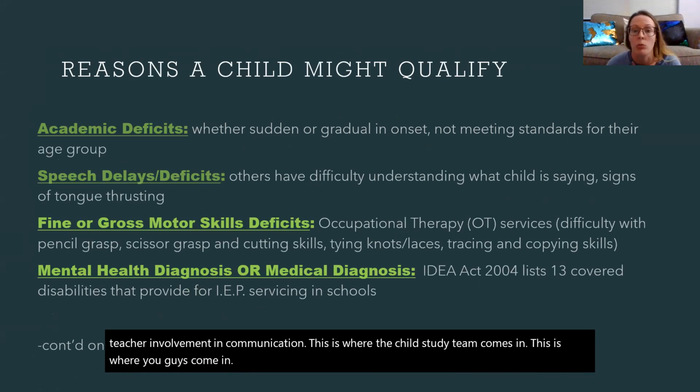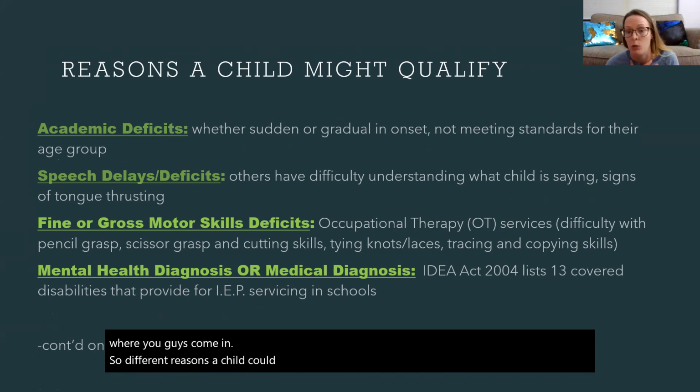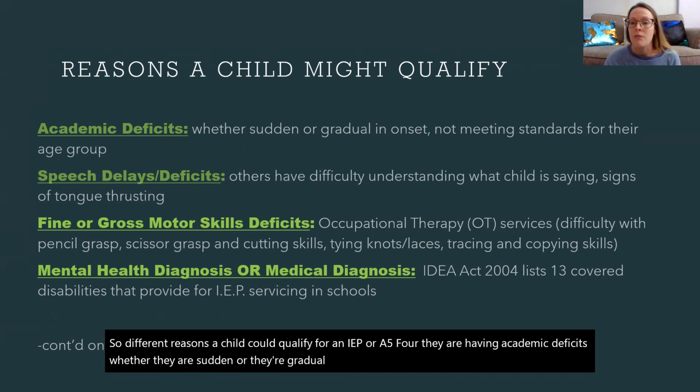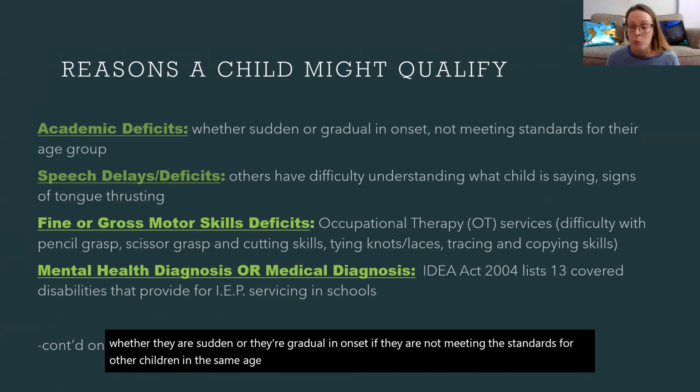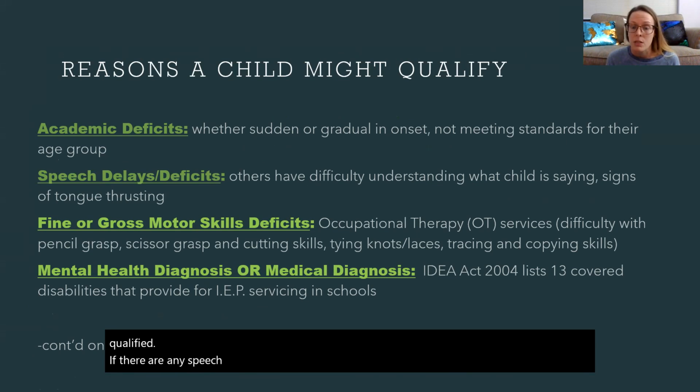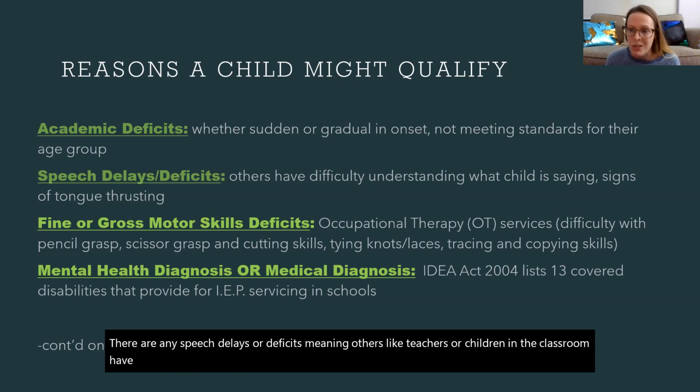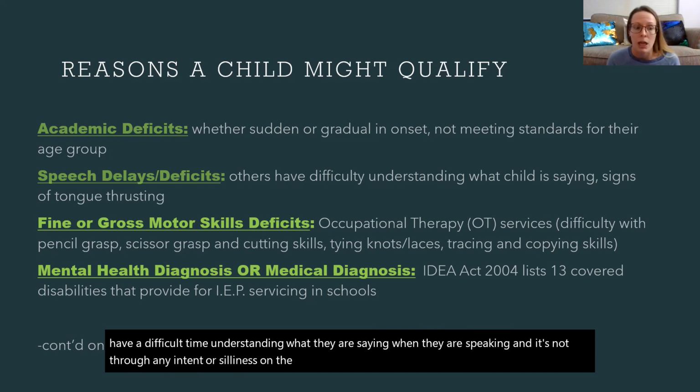So different reasons a child could qualify for an IEP or a 504. They are having academic deficits, whether they are sudden or they're gradual in onset, if they are not meeting the standards for other children in the same age group, that could be a reason that they could get qualified. If there are any speech delays or deficits, meaning others like teachers or children in the classroom have a difficult time understanding what they are saying when they are speaking. And it's not through any intent or silliness on the child's behalf. There can also be evidence of other pronunciation difficulties or tongue thrusting issues.